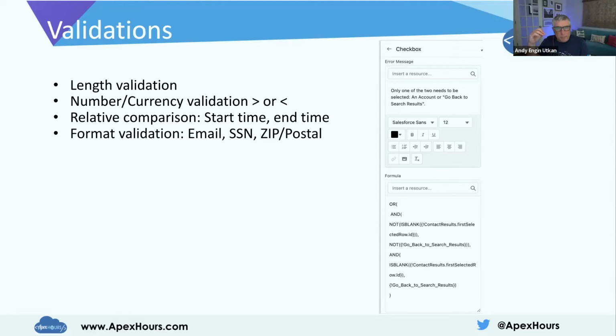And then another popular validation is for numbers and currencies. A lot of times we want to check whether the entry the user is providing is meaningful or not. For example, for an opportunity amount, we don't want the user to enter $5. It needs to be at least greater than or equal to, let's say, $100. I don't know, whatever the requirement is. We can use greater, less, greater or equal, less or equal. And we can also set up relative comparisons.